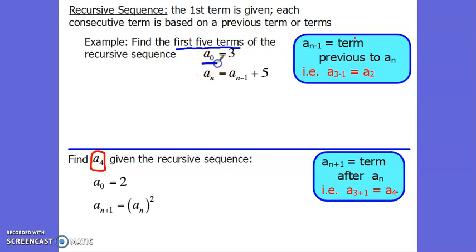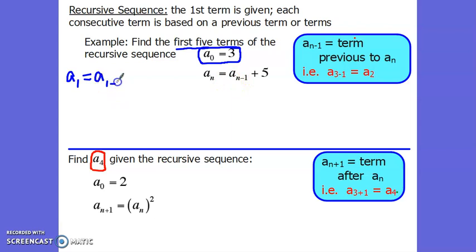So notice I've got a sub 0 equals 3 right here. We would call that the first term. Now, if I want to go find a sub 1, what I'm going to have to do is say, well, a sub 1, when n is 1, is equal to a sub 1 minus 1 then. If n is 1, I have to plug in 1 for n.